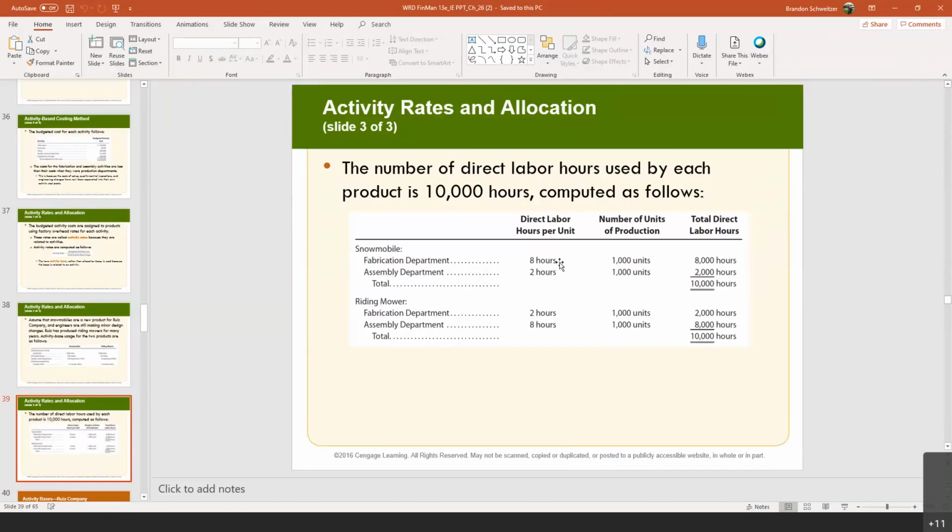Like the snowmobile fabrication is 8 hours. The riding lawnmower is only 2. For the assembly, it's 2 hours for the snowmobile and 8 hours for the riding lawnmower. There's a production of 1,000 units for snowmobiles and 1,000 units for riding lawnmowers. So you extrapolate that out: you multiply the number of hours for each respective activity times the number of units being produced, and you get the total amount of hours for each activity.